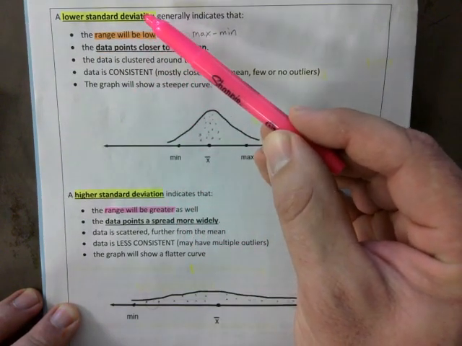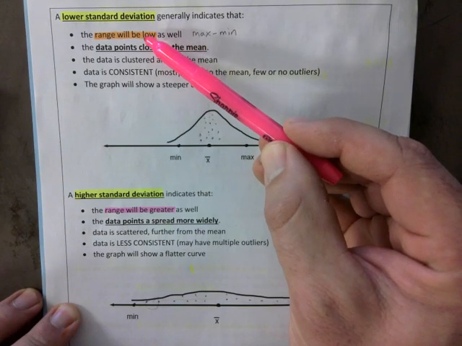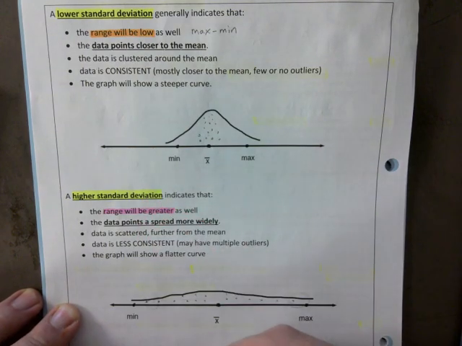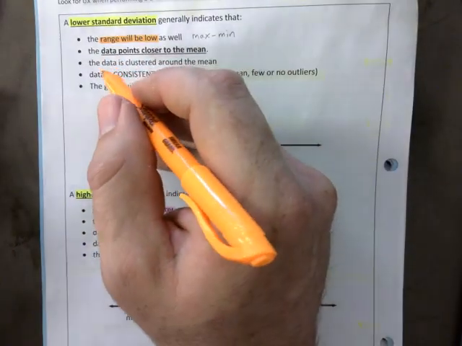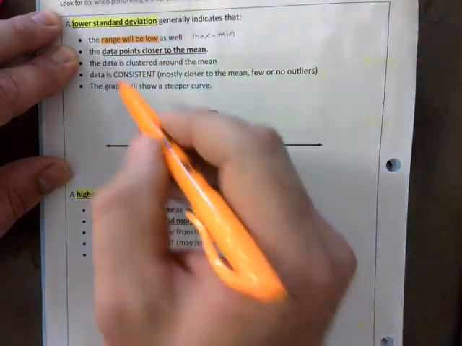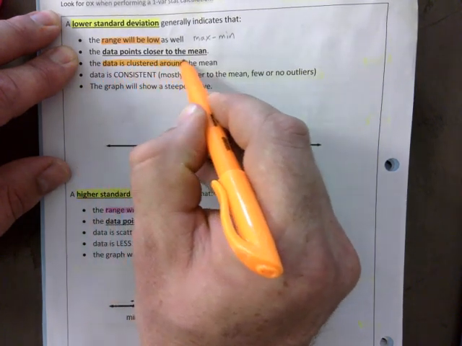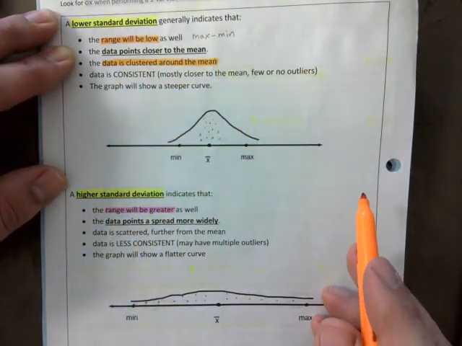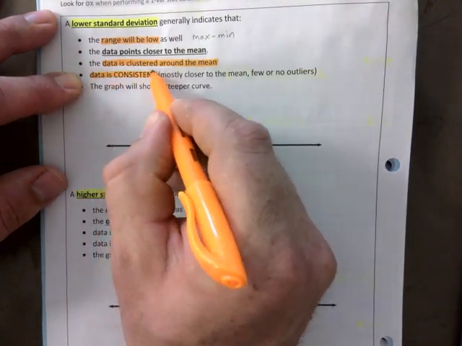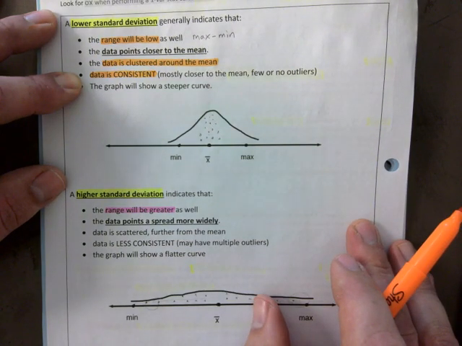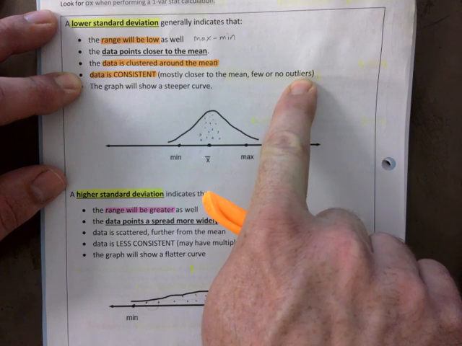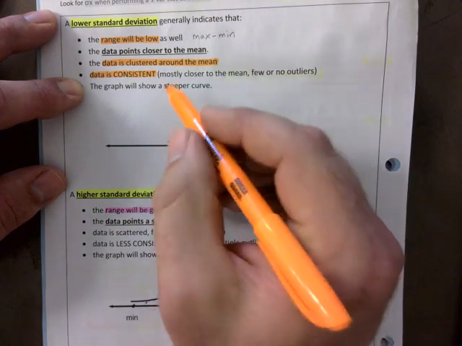So there's a relationship between the standard deviation and the range. Remember that. There's a direct relationship between them. We can then also say, so these are all bullets that basically are closely tied to the lower standard deviation. Data is clustered around the mean. That's very important, right? We would also say that data is consistent. There are few or no outliers, right? Few or no outliers. There will be a steeper curve.